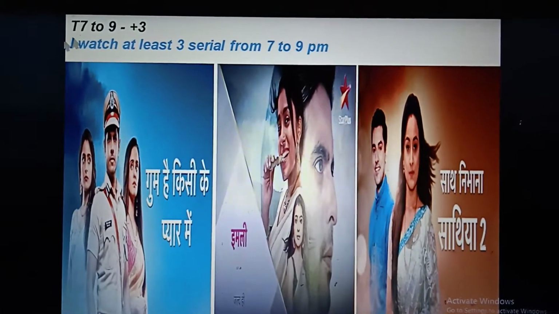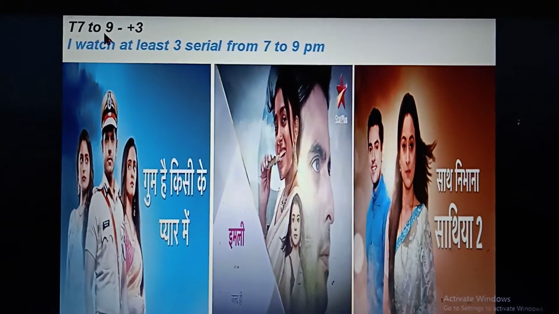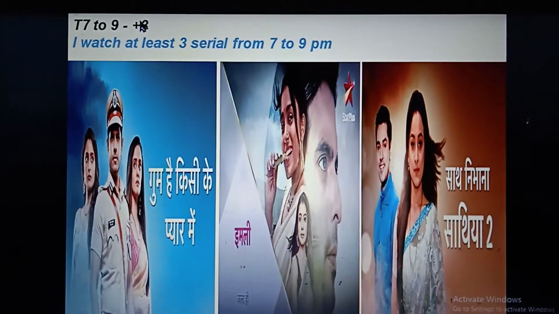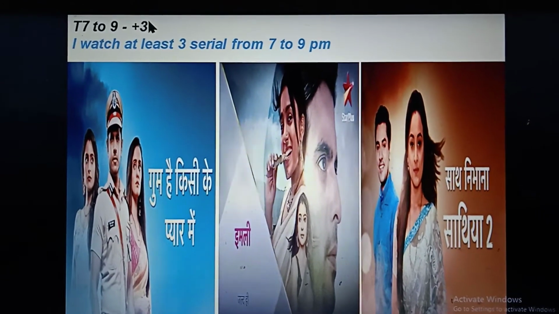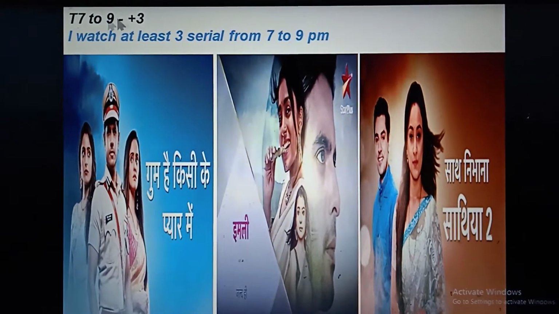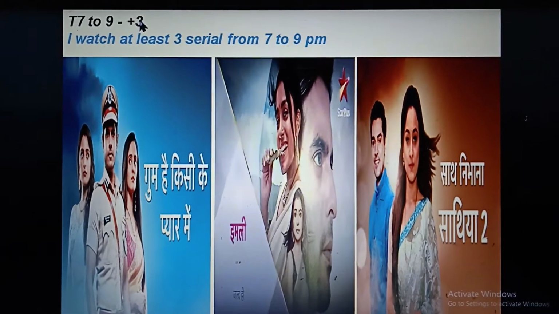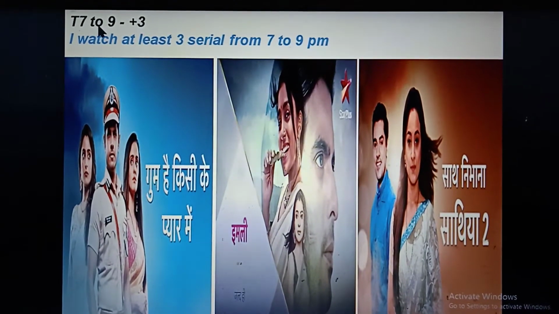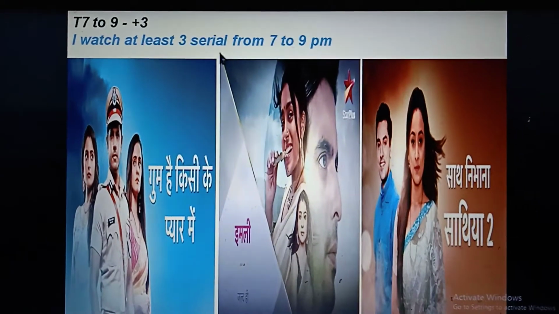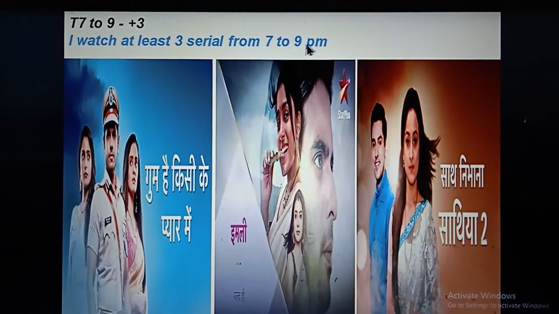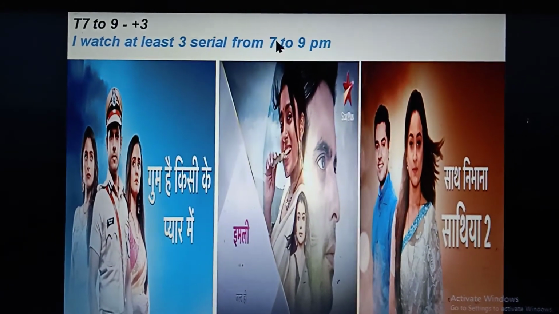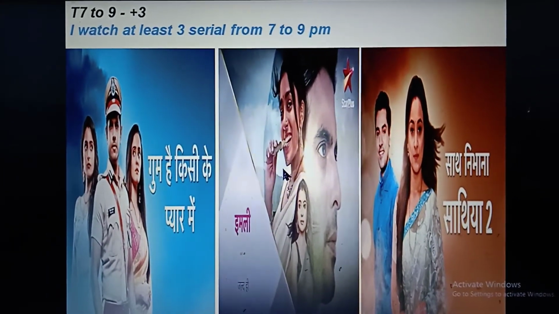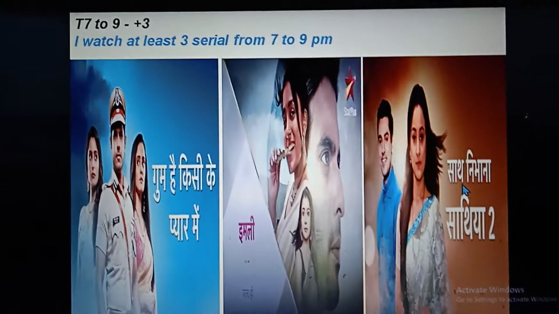At the T7 to T9 vertebra level, you have to add +3. The T7 vertebra houses T7 +3, that is the T10 spinal segment. And to interlink these two: T7 to 9 plus 3. I watch at least 3 serials from 7 to 9 p.m. It is also 7 to 9 and this is also 7 to 9 p.m. And I used to watch 3 serials: Gum Hai Kisi Ke Pyar Mein, Imli and Saath Nibhana Saathiya 2.